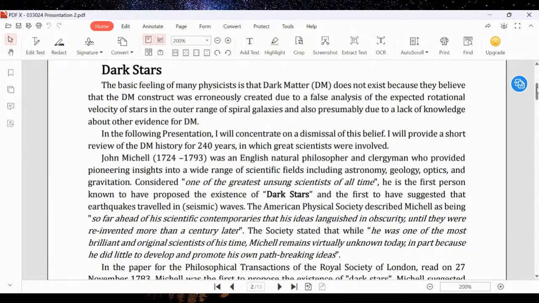The basic feeling of many physicists is that dark matter does not exist because they believe the dark matter construct was erroneously created due to a false analysis of the expected rotational velocity of stars in the outer range of spiral galaxies, and also presumably due to a lack of knowledge about other evidence for dark matter.